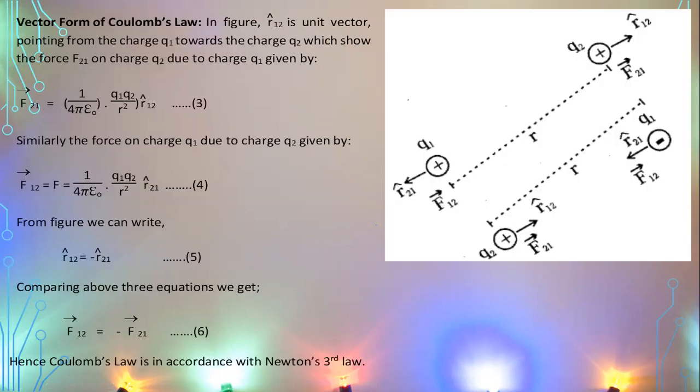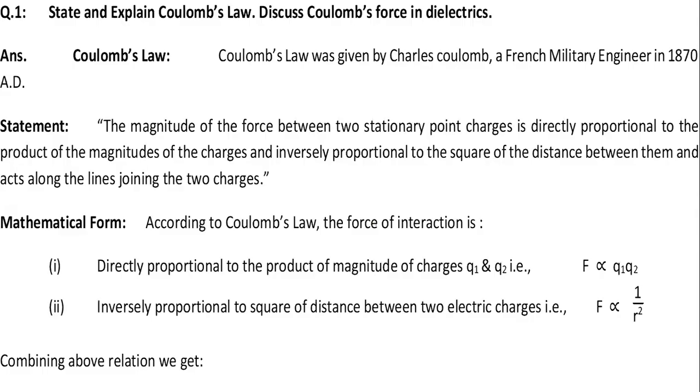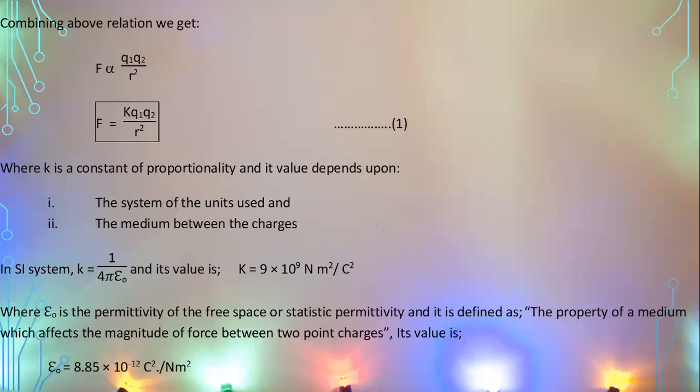Up to this class, students, we have studied Coulomb's law. First, we studied the statement of Coulomb's law. Then we considered the mathematical forms by forming two equations on the basis of the statement. Force is directly proportional to the product of charges, and this force is inversely proportional to the square of the distance between the two charges. Then we combined these two equations together.